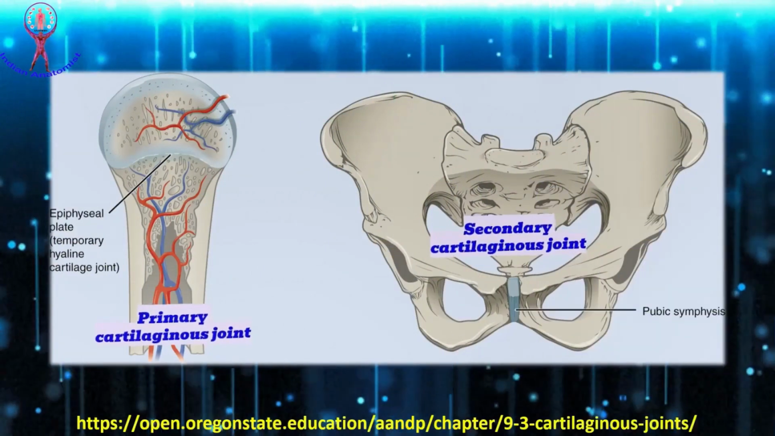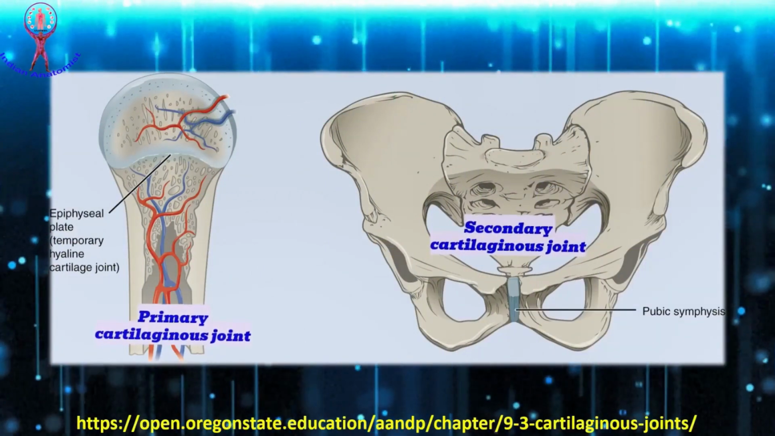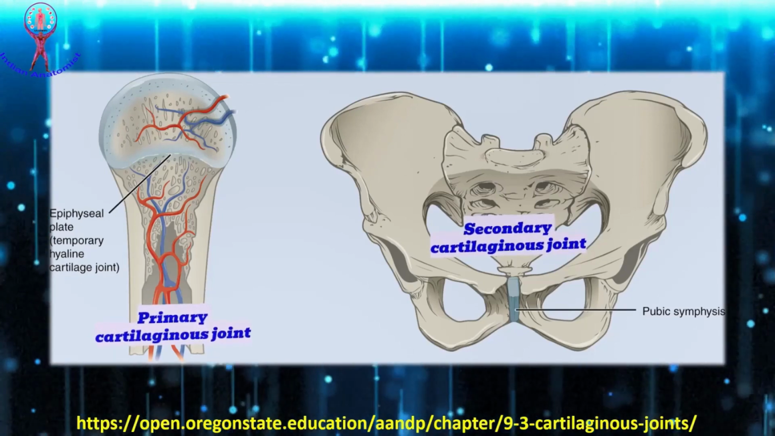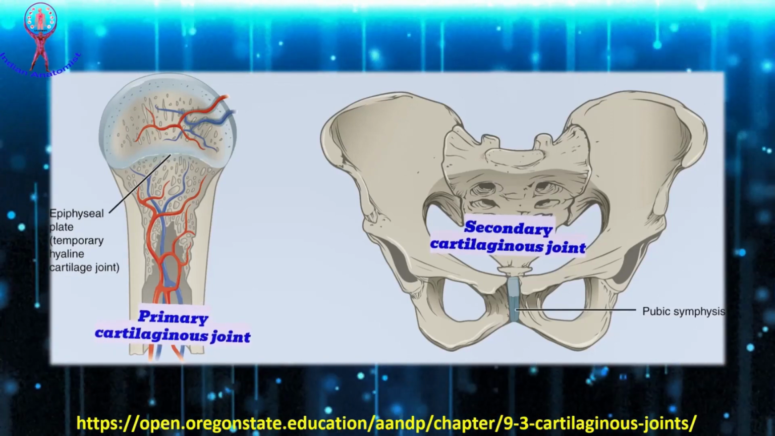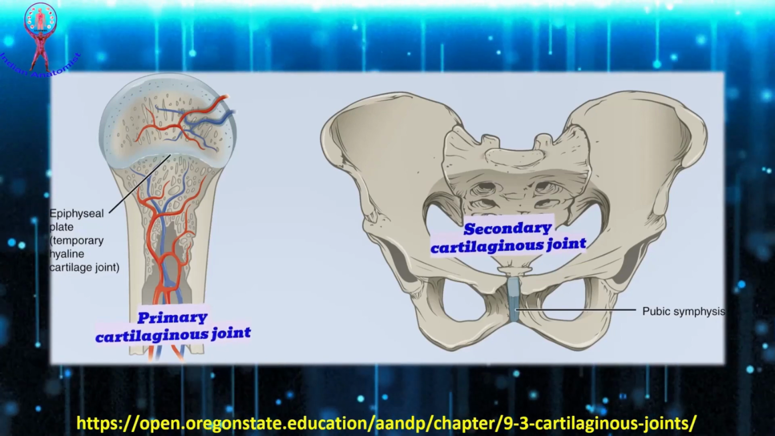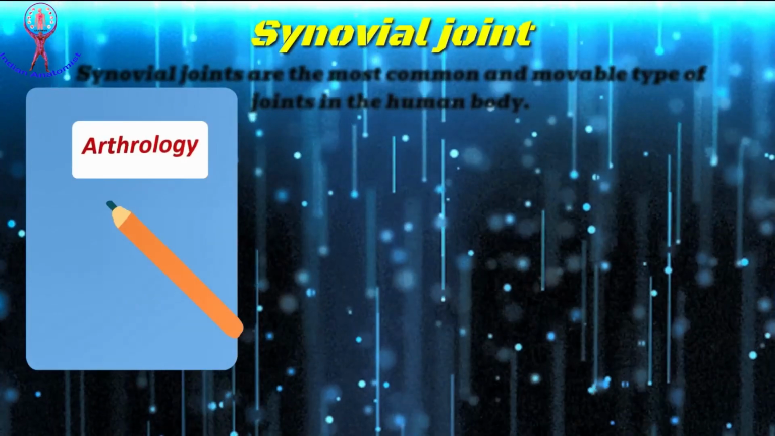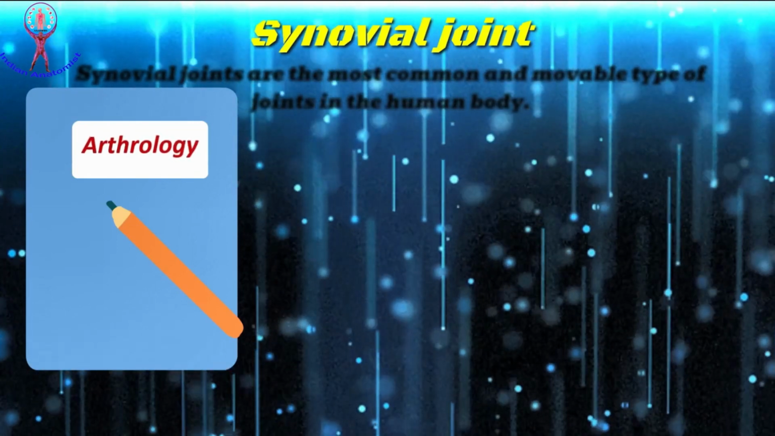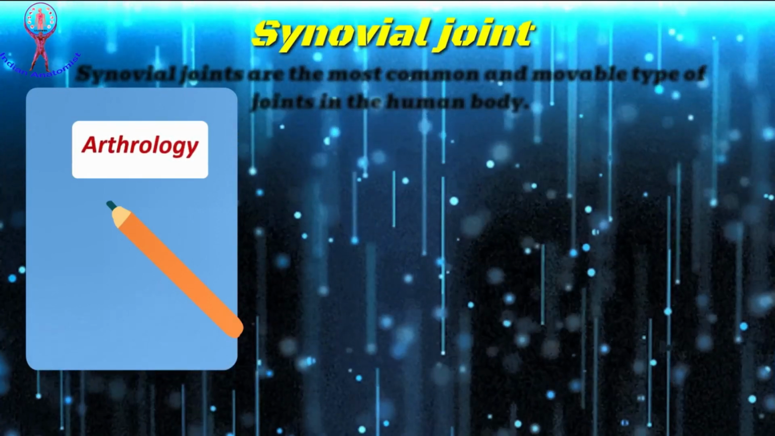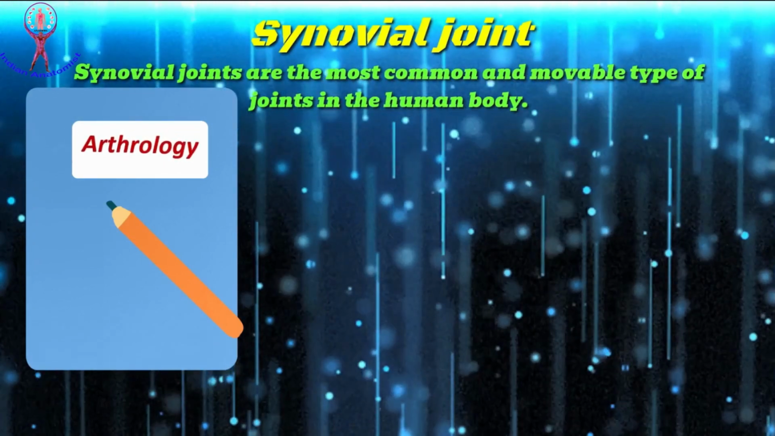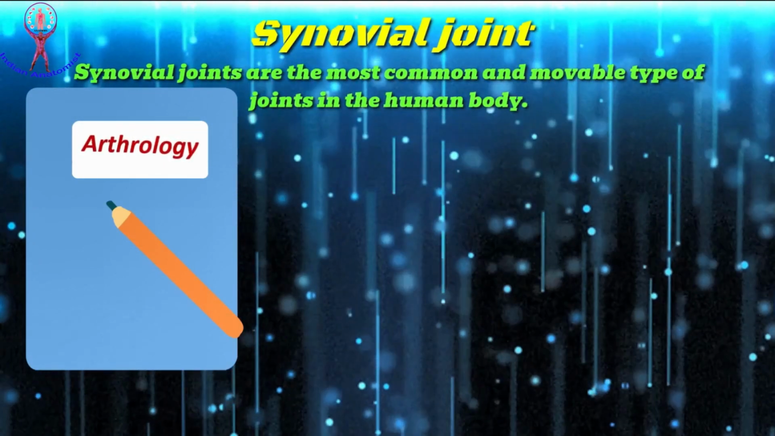This illustration shows two types of cartilaginous joints. The left one is a primary cartilaginous joint, and towards the right is a secondary cartilaginous joint. Here pubic symphysis is given as an example for secondary. Synovial joints are the last category in the structural classification of joints. Synovial joints are the most common, and highly movable type of joints in the human body.